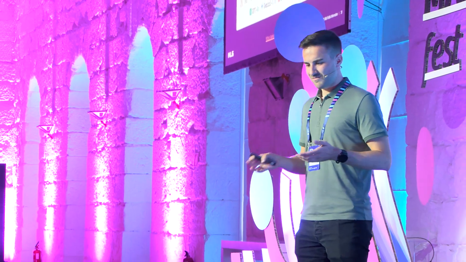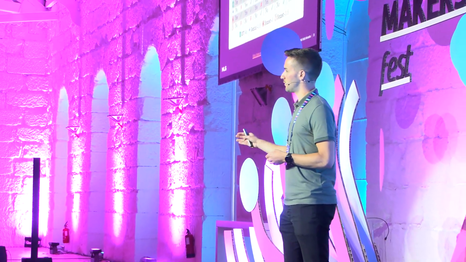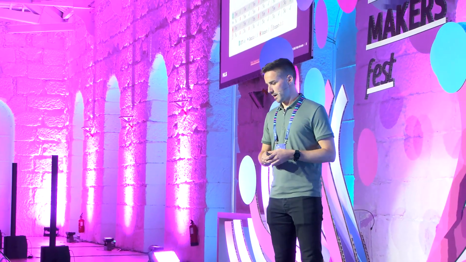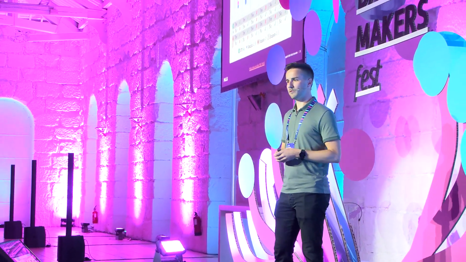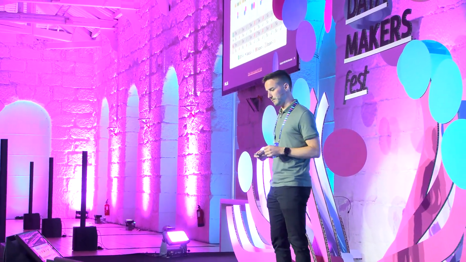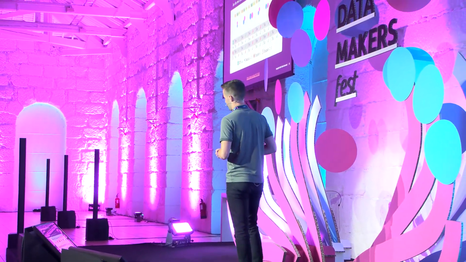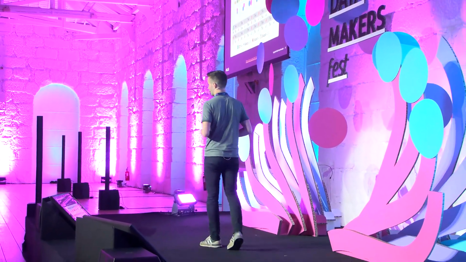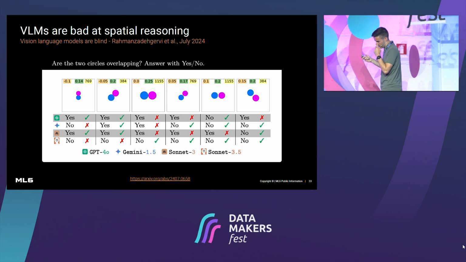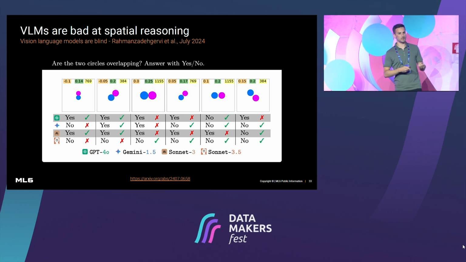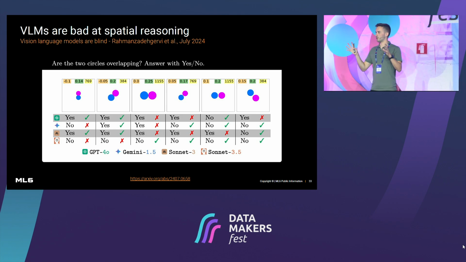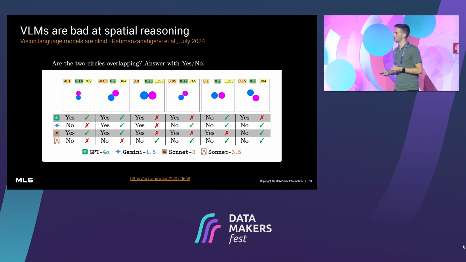Again, they really struggle. There's not a single model that gets correct answers across the line. Only in the example on the right, when there's a bit more separation between them, then most of them say no, the circles are not overlapping. But again, a very interesting example. For us, this is very simple, but these large, complex models somehow cannot do this.